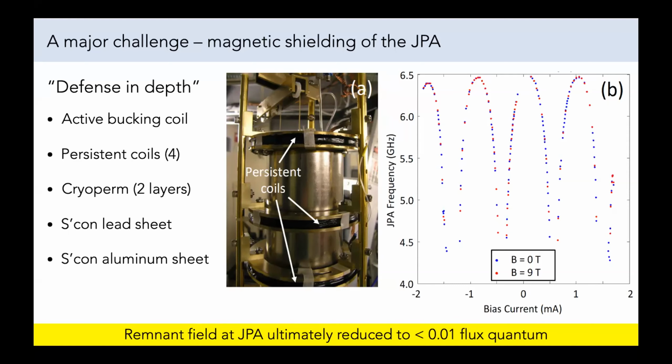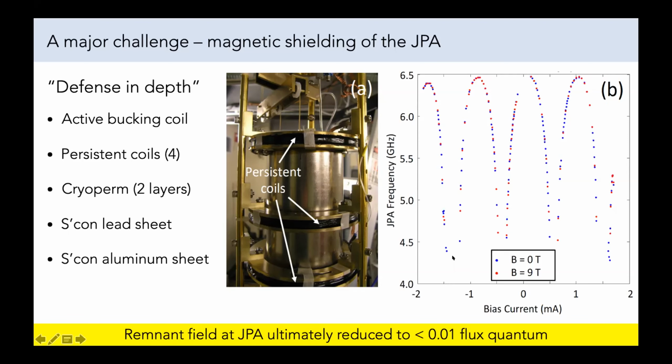With much work, we developed a strategy by both actively bucking out the stray magnetic field, with persistent coils, two layers of Amumetal, a sort of Cryoperm soft steel, superconducting lead sheet, and superconducting aluminum sheet, and we were able to reduce the field down. And I'm going to use my cursor here.